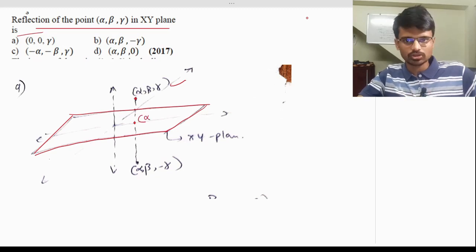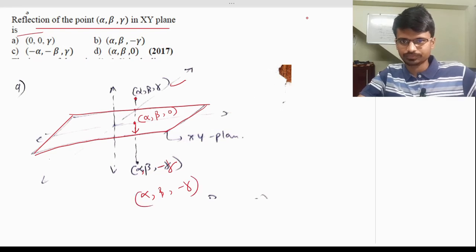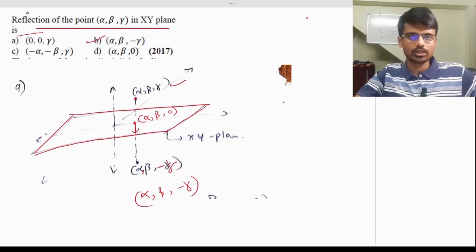So what will be the coordinates of this point? Alpha comma beta comma 0, right? My xy coordinates will be the same. Again in the same direction I am going downwards. So my alpha comma beta will be the same, but my z coordinate will change. It will become minus gamma. Everyone agrees? Alpha comma beta comma minus gamma. So the correct answer is option B, alpha comma beta comma minus gamma. They are asking us to find the reflection along the xy plane, so your xy coordinates remain the same and the z coordinate sign changes.